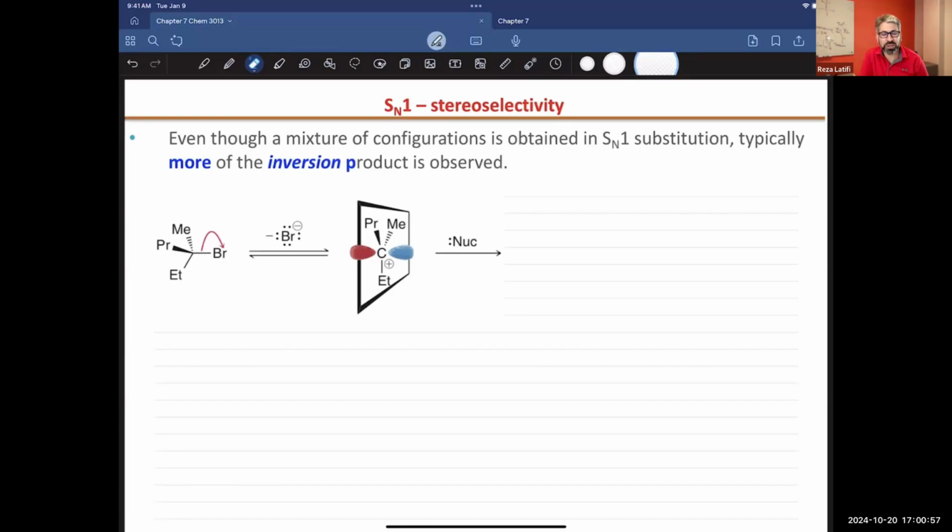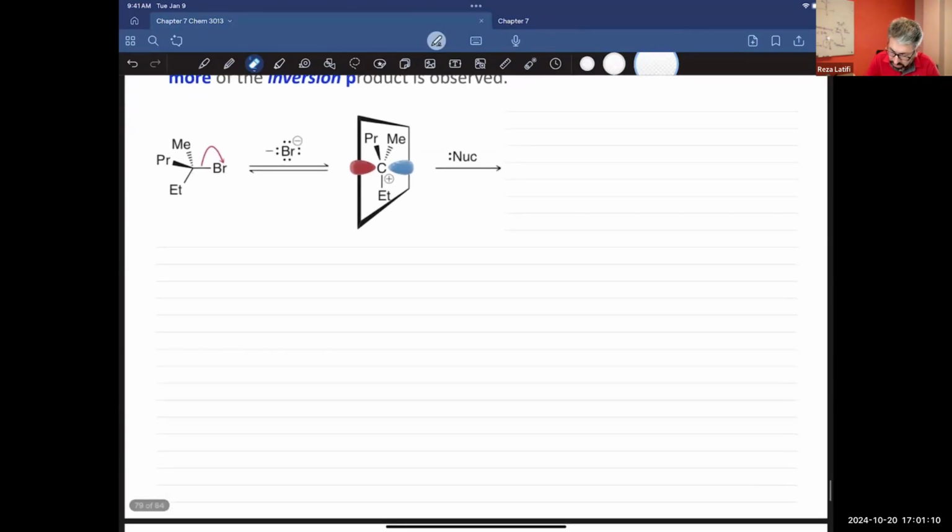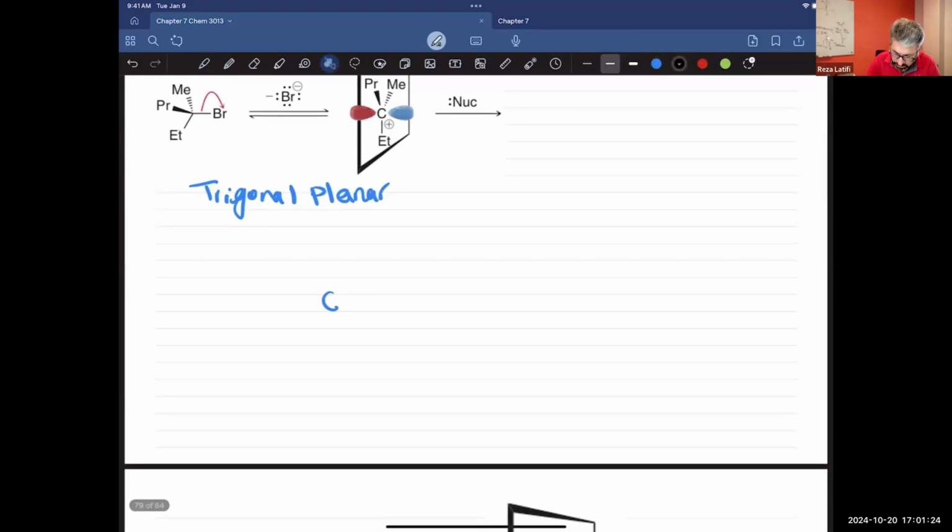In this lecture, I'm going to go through the stereochemistry of SN1 and E1 chemical reactions. We said that in the E1 and SN1 chemical reactions, the first step, the rate-determining step, is to create a carbocation. The carbocation has a trigonal planar geometry. It means the central carbon, the one with the positive charge, will be flat.